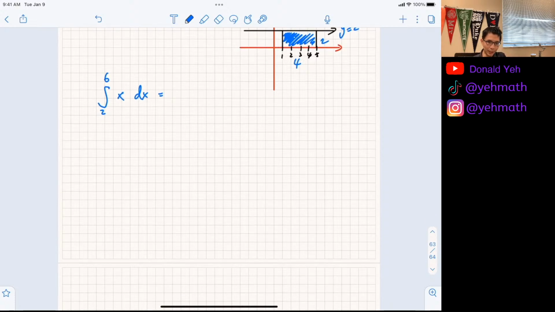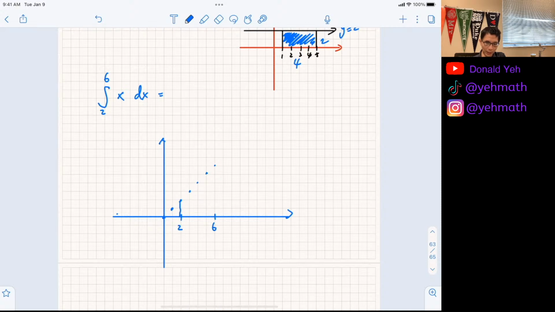I'm gonna show you why it's 16. Remember, y equal to x. How do I graph y equal to x? Straight line, diagonal, and it has a slope of what? 1, right? Can I just plug in? This is not too hard. And this becomes 2, this becomes 6. So you will get a, what shape is this? A trapezoid.